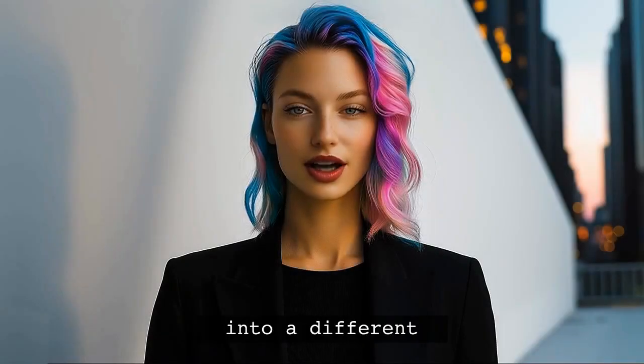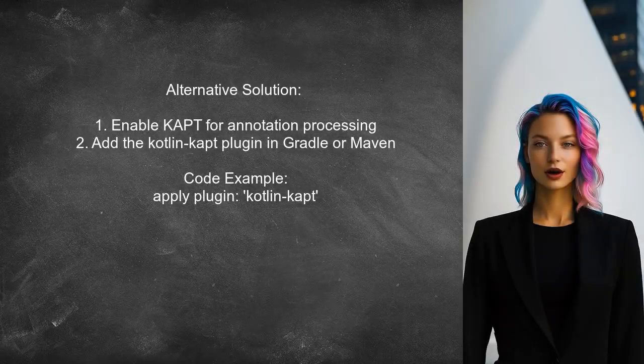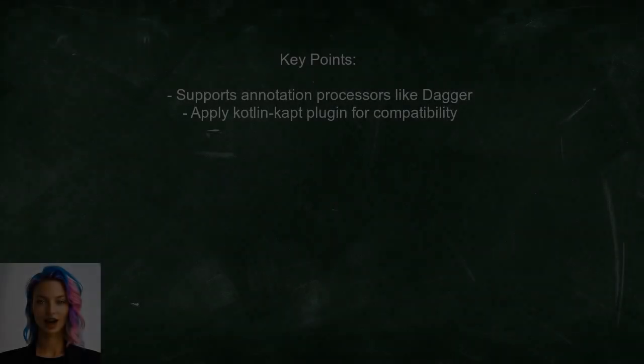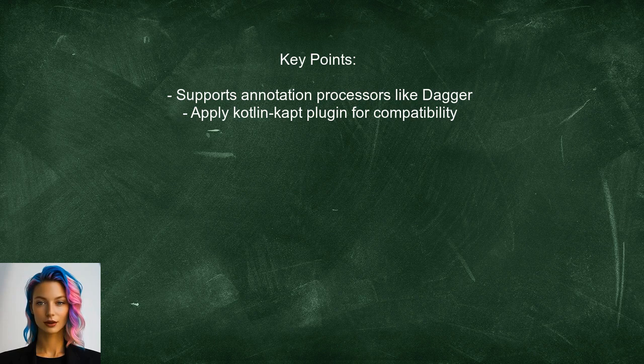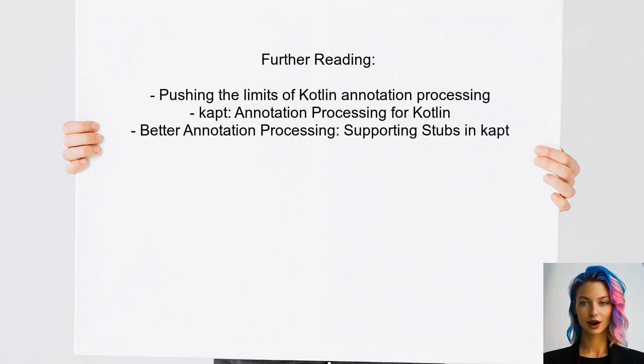Now, let's dive into a different answer from another user. One alternative solution is to enable kapt for annotation processing in Kotlin. This is essential for your AspectJ code to work properly. The Kotlin plugin supports annotation processors like Dagger or DBFlow, but you need to apply the Kotlin kapt plugin for them to function with Kotlin classes. For more information, check out resources on Kotlin annotation processing, including links to detailed articles.